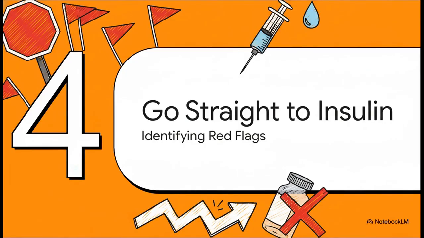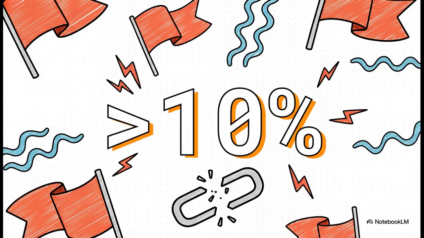So far, we've got a nice, clean algorithm. But there are times when you need to throw that initial playbook right out the window. There are some serious red flags that tell you to skip all the oral meds and go straight to insulin. Red flag number 1, a sky-high A1C, greater than 10%. When you see a number that high, it's a sign of severe insulin deficiency. The body is just overwhelmed by what we call glucotoxicity.